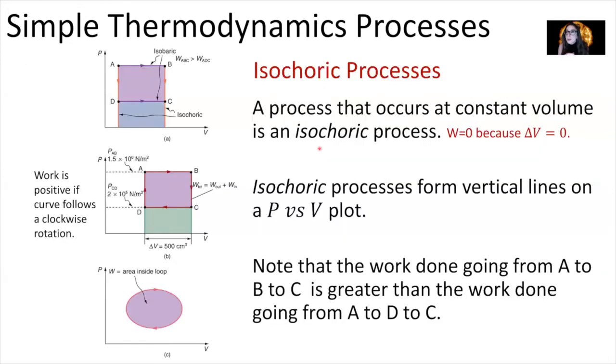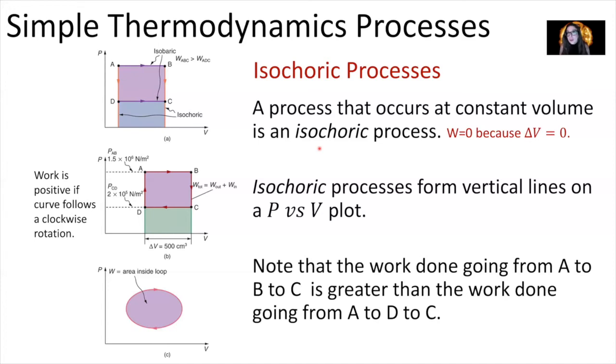An isochoric process is sometimes called an isovolumetric process. That's a process where the volume of the gas doesn't change. We saw earlier that the work that is done on or by the gas is equal to the pressure times the change in volume. If we have no change in volume, then we have no work that can be done.